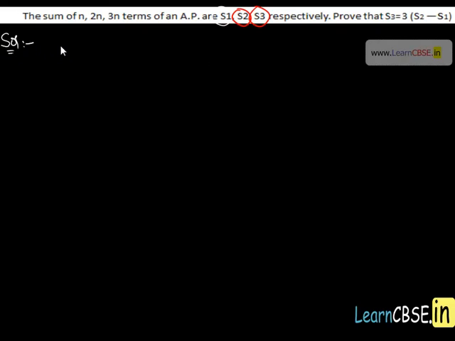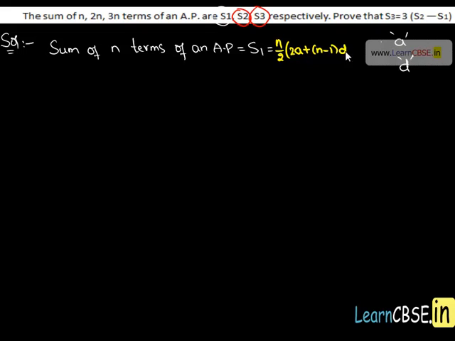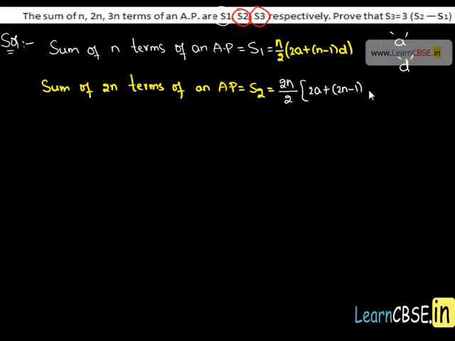According to the question, the sum of n terms of an AP is S1. If we take a as the first term and d as the common difference, then the sum of n terms of an AP is n upon 2 times 2a plus n minus 1 times d. Similarly, the sum of 2n terms of an AP is S2. To get the value of S2, in place of n, we substitute 2n so that we get the sum of 2n terms, that is 2n upon 2 times 2a plus 2n minus 1 times d. It is because we have to find out the sum of 2n terms.